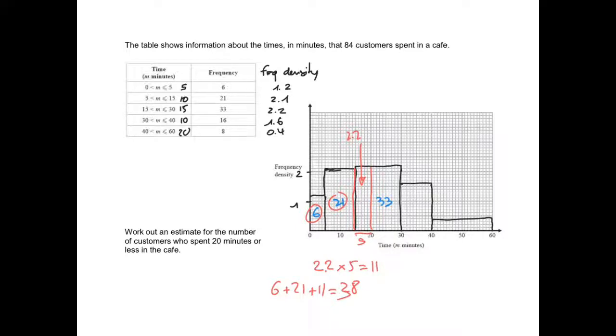This is the estimated number of customers who spend 20 minutes or less in the coffee shop. Note that this is only an estimate because we've assumed that the customers were evenly spread out. Between 15 and 30 minutes, they were not all spending 20 minutes or 22 minutes or 25 minutes, but we assume the results are evenly spread out. That's why this is an estimate, because we cannot be sure of this. Let's have a look at another example now.